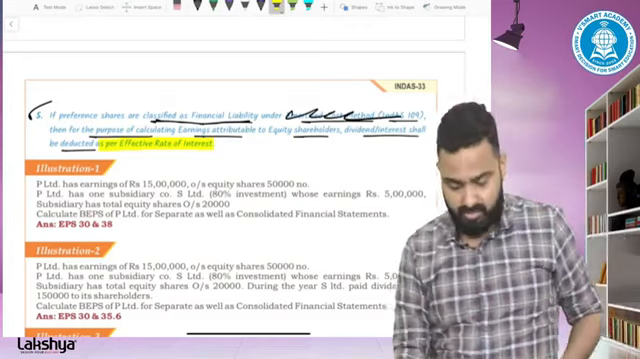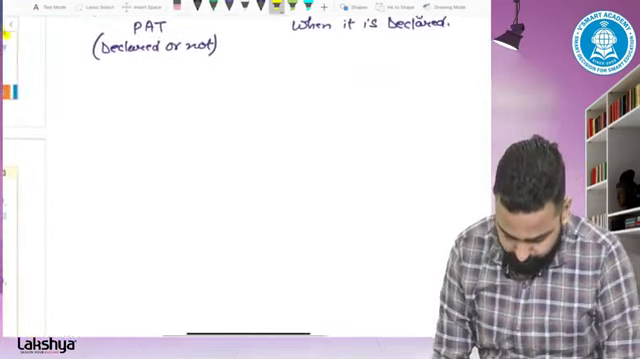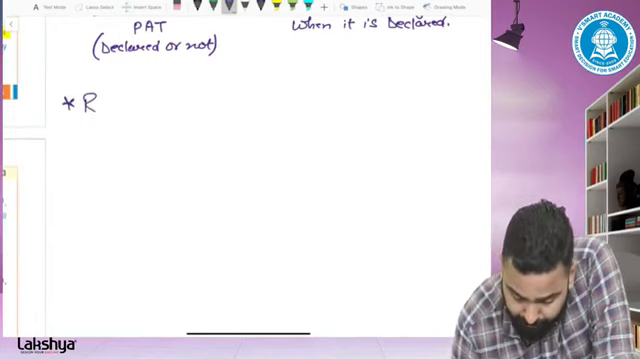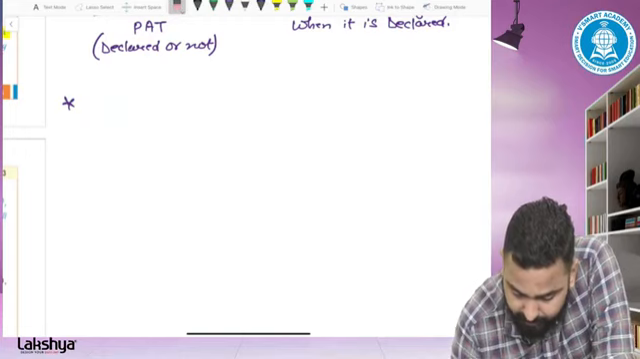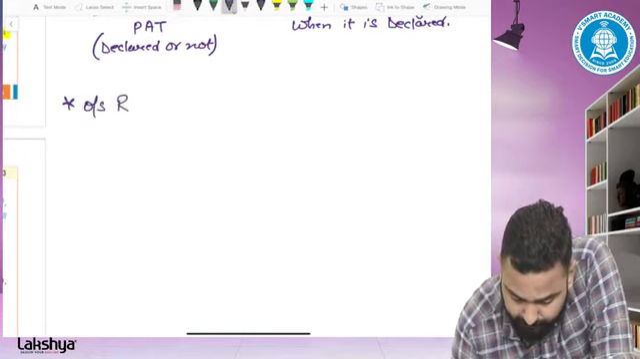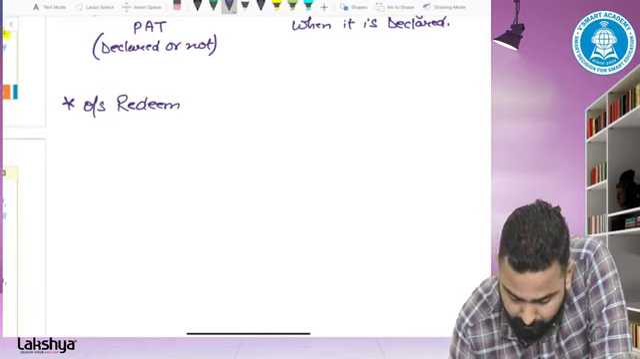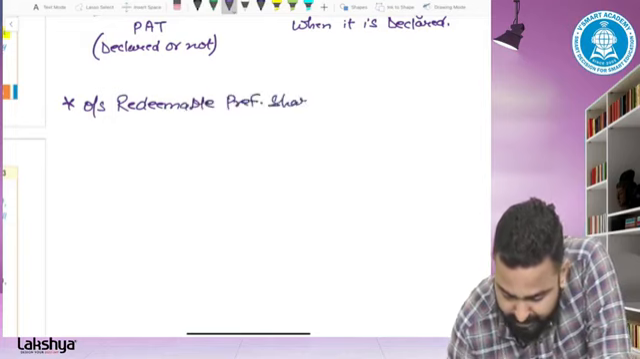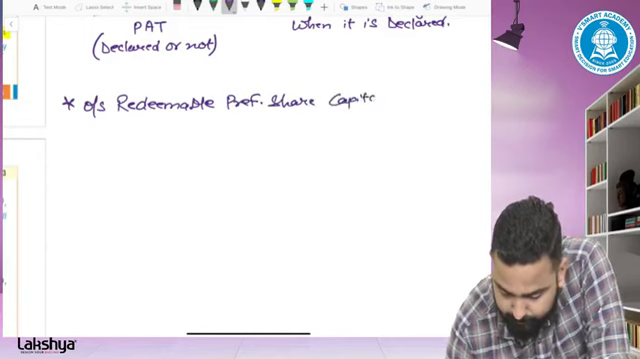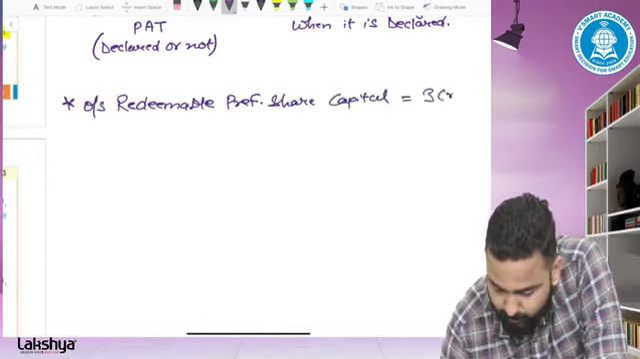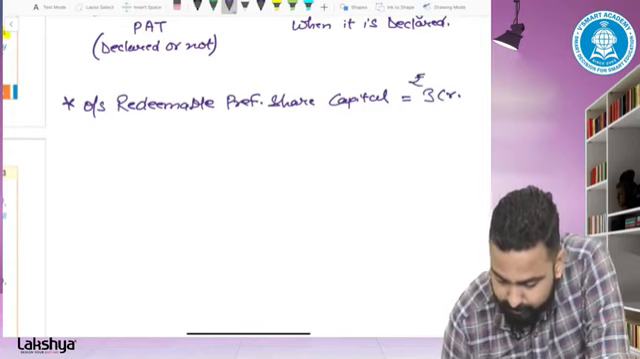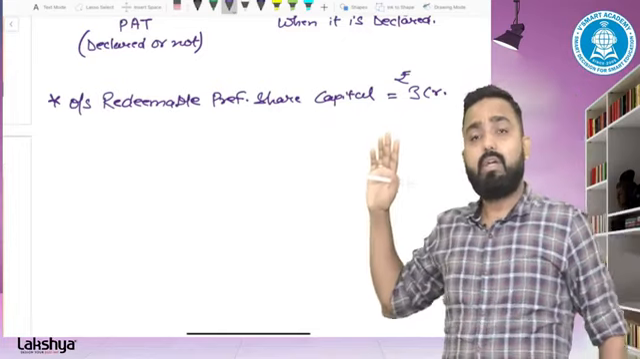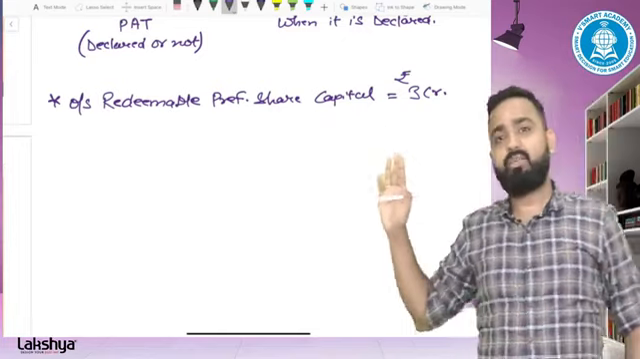Now what is this? Guys, tell me one thing. If you have outstanding redeemable preference share capital of 3 crore rupees, where will you show it? This is a redeemable preference share capital of 3 crore. Where will you show it?